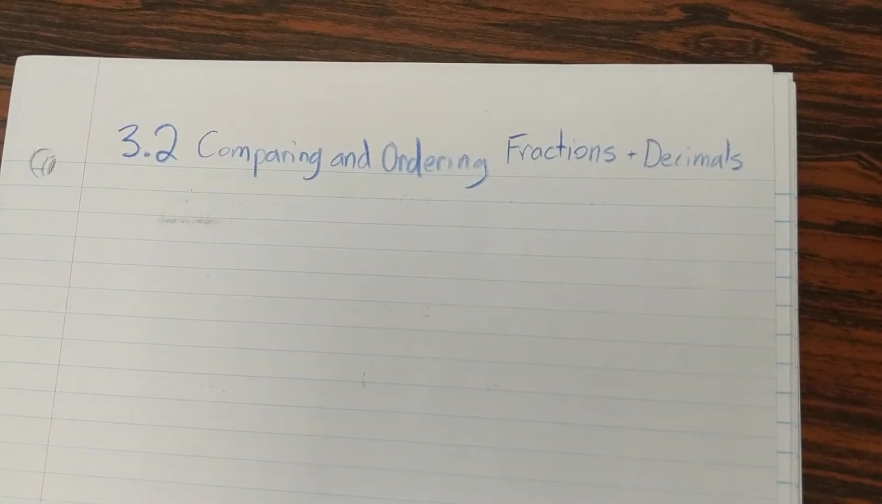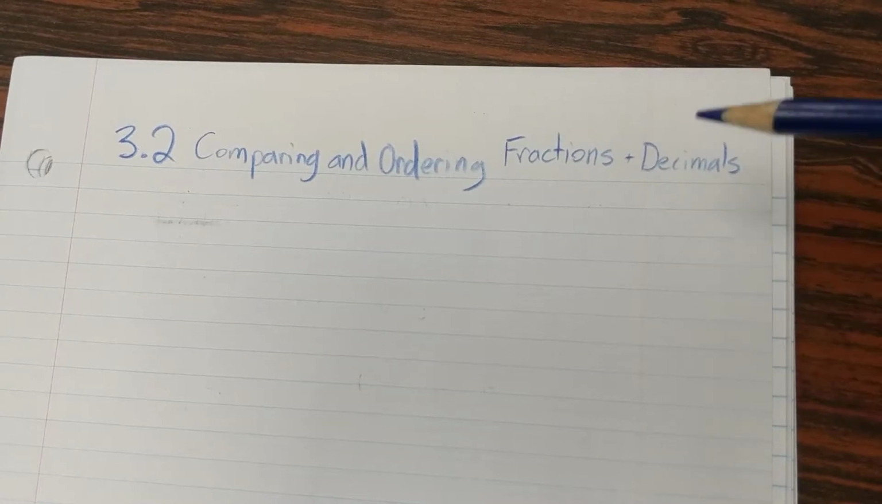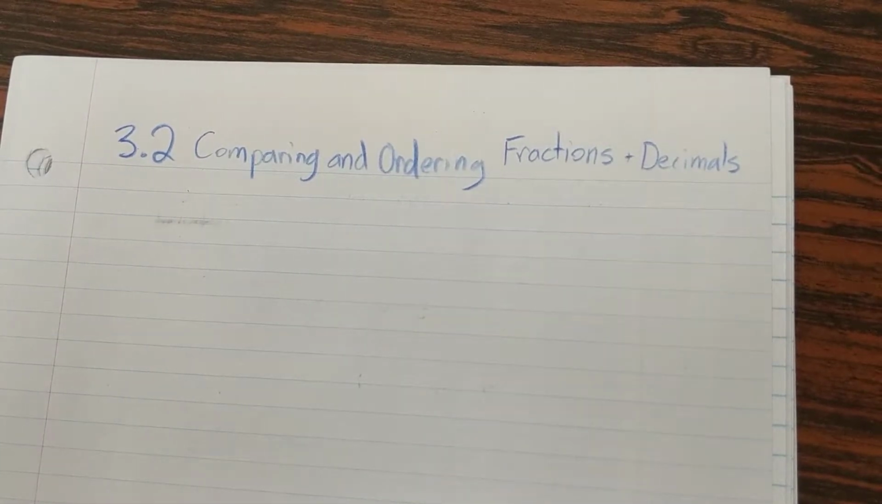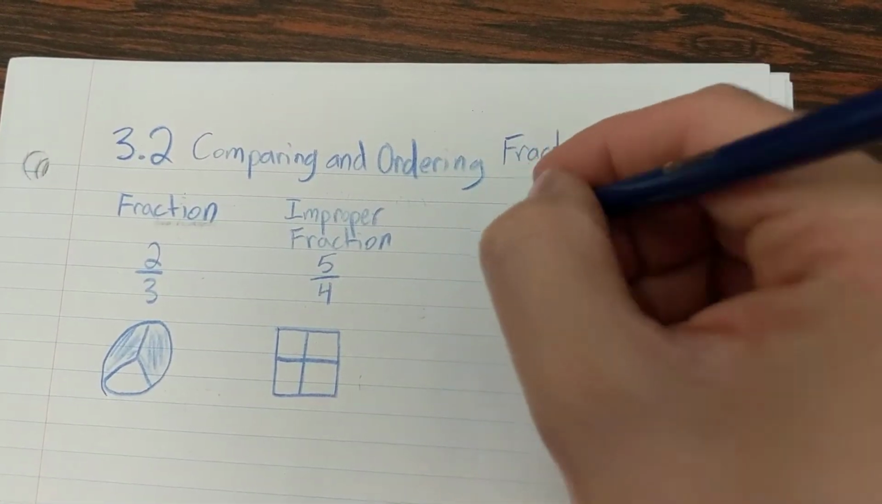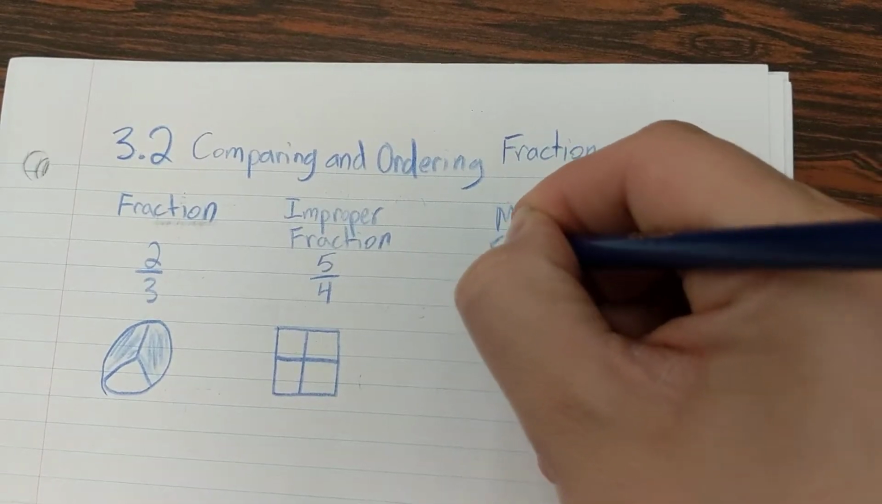Alright, here's 3.2, which is comparing and ordering fractions and decimals. So what we'll be doing is we get a bunch of fractions or decimals or a mixture of them, and we're going to try to put them in order from least to greatest, what they're actually valued. So first I want to define what a fraction is, an improper fraction, and a mixed fraction, what they are.